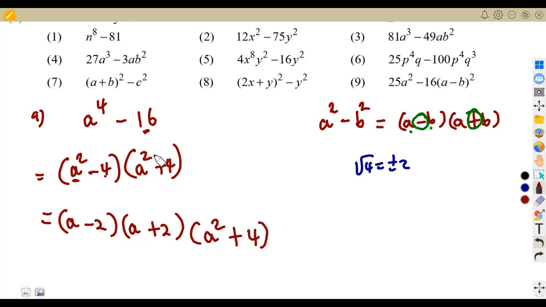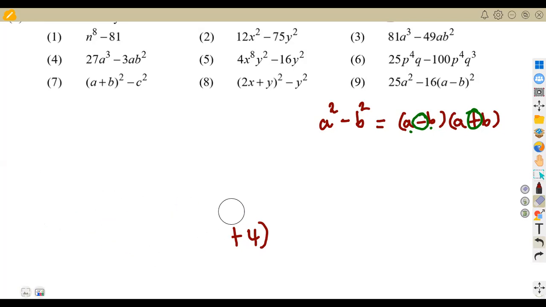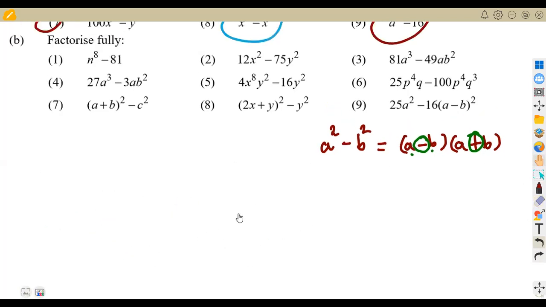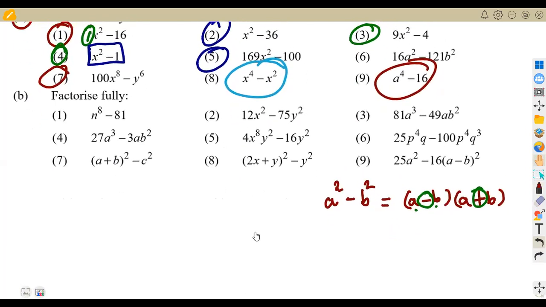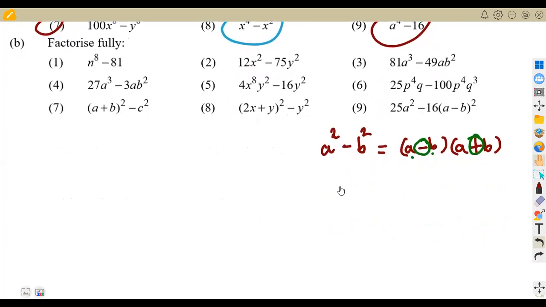This part cannot be factorized, all right? Unless you are talking about sum of 2 cubes. If there are 2 cubes, we can factorize them further. We shall talk about that as we move on together in our revisions, where we have 2 cubes that you need to apply in your factorization. All right, so it is the same part that we have on B. Again, we are asked to factorize fully, and in this case the question is n to the exponent of 8 minus 81.